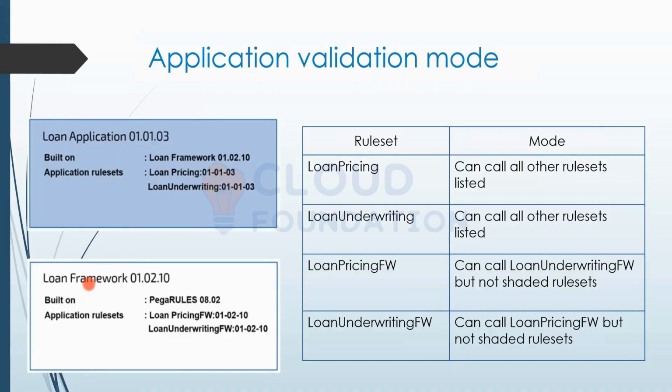Now let's look at each of the rule sets. We'll see how it can refer rules from other rule sets. Will it be able to or not? First, let me choose loan pricing. Can loan pricing access rules from loan underwriting? Yes, absolutely, because it's part of the same application. Perfect. Now loan pricing, can it access rules from loan pricing FW and loan underwriting FW? Can it? But as part of our second rule, if it is in my built-on application, yes, I should be able to access them.